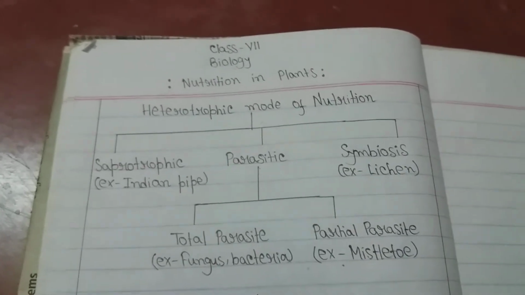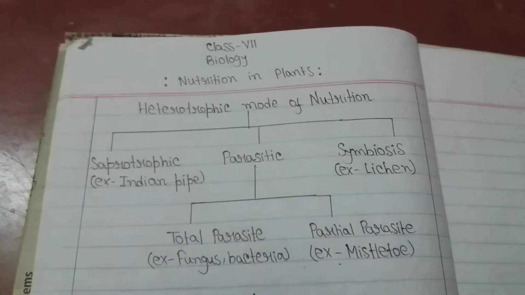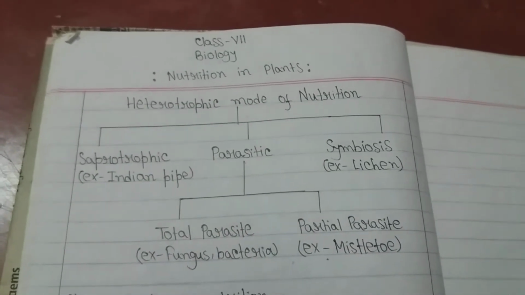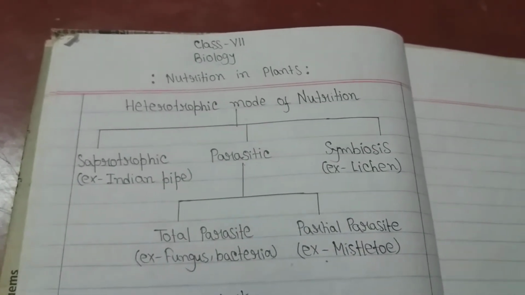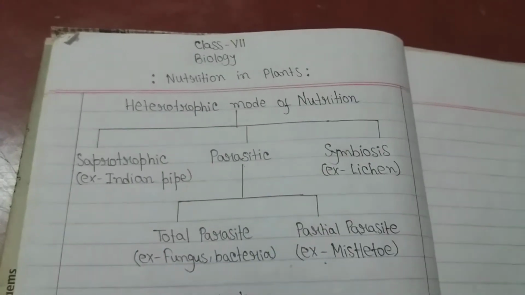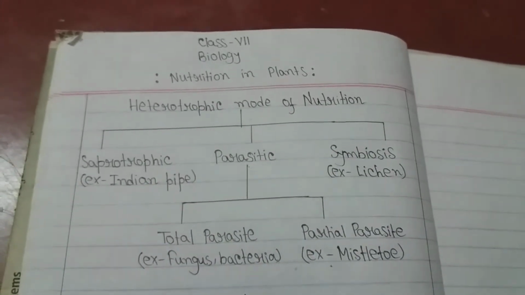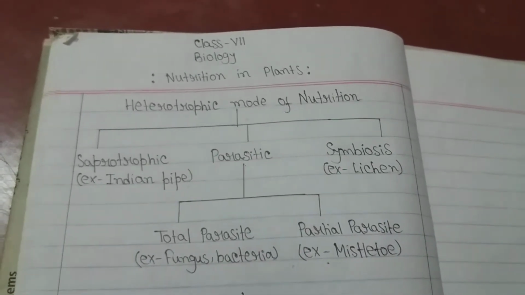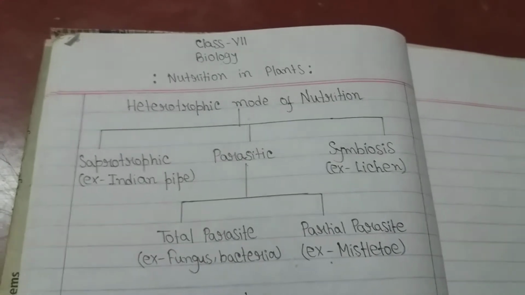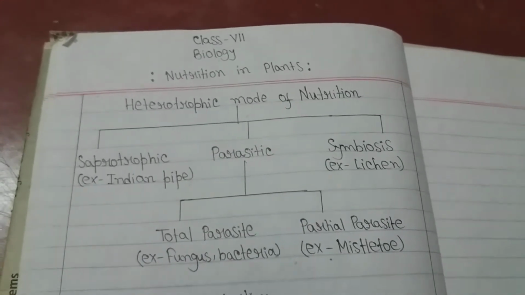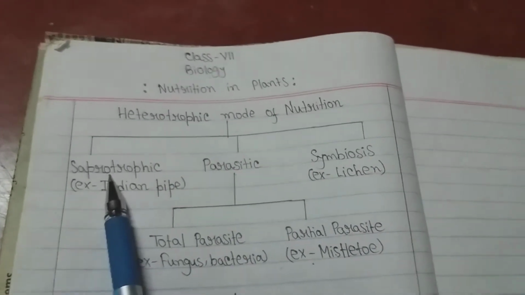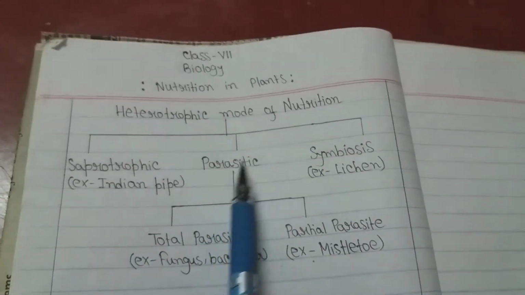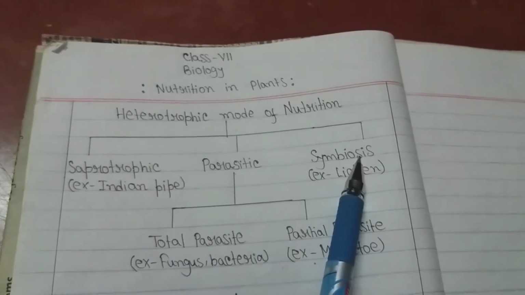In your previous class, we already discussed the autotrophic mode of nutrition in detail and the definition of the heterotrophic mode of nutrition. Today, at first, we discuss different types of heterotrophic mode of nutrition. Here we discuss the three types of heterotrophic mode of nutrition. First one, saprotrophic mode of nutrition. Second, parasitic mode of nutrition. And third, symbiosis mode of nutrition.